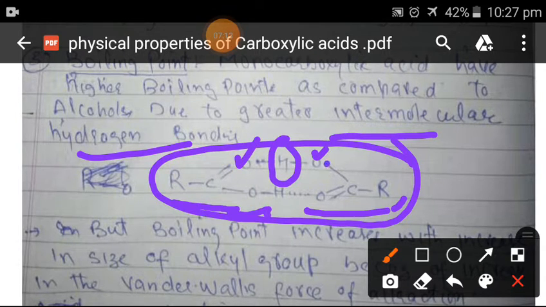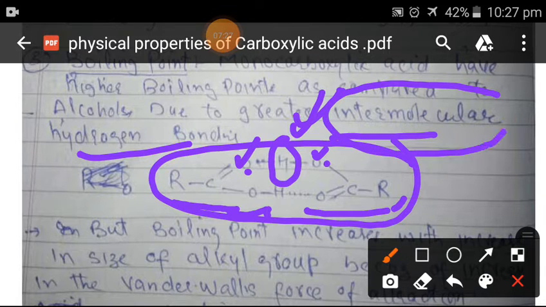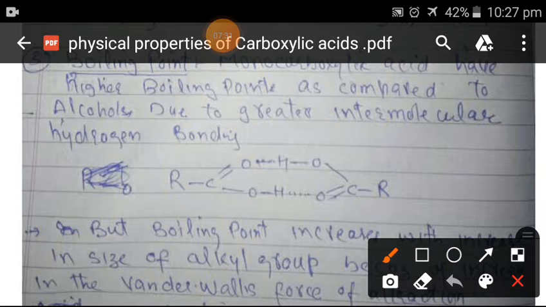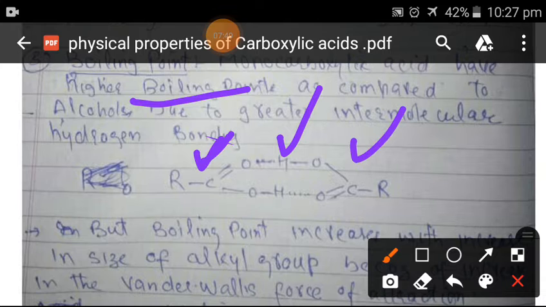So these two oxygen atoms get attached by means of this hydrogen, as a result of which their boiling point increases. So this type of bonding is called intermolecular hydrogen bonding. Clear? So intermolecular hydrogen bonding means hydrogen bond formed between two different molecules. This is one molecule of carboxylic acid, this is the second molecule of carboxylic acid. So they get attached by means of this hydrogen bond. As a result, their boiling point increases.